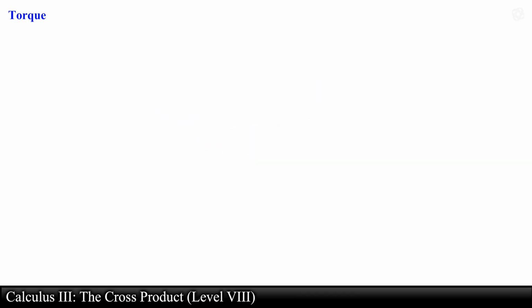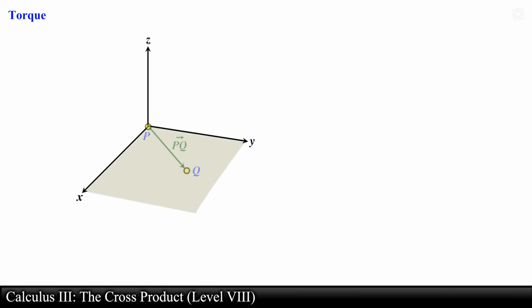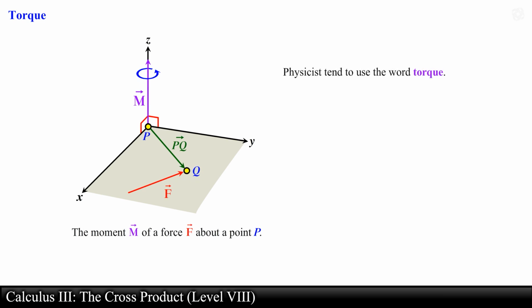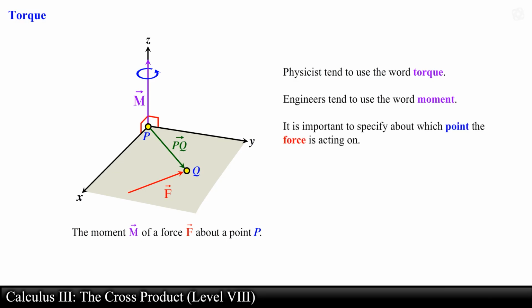In physics, the cross product can be used to measure torque. This is also known as the moment M of a force F about a point P. Usually, physicists tend to use the word torque, while engineers usually use moment. In either case, it is important to specify about which point the force is acting on. It is not enough to just say, find the torque. Torque is always defined with reference to a specific point, so keep this little detail in mind.